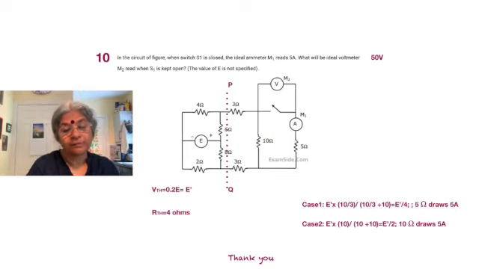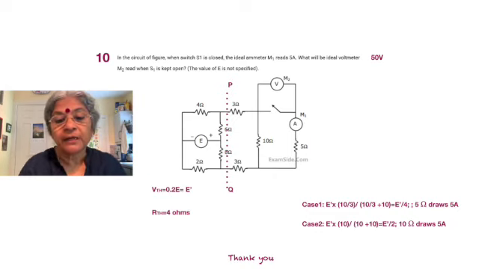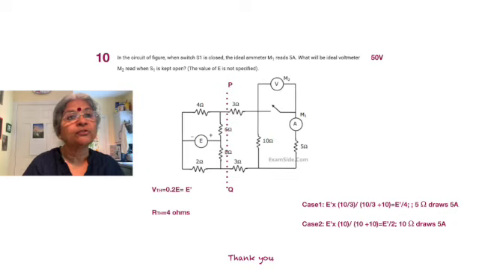Now we come to case number 2. Now the switch has been opened. So what do we have now? E dash. We don't have 5 ohms at all because it's an open circuit. So 10 ohms is now in series with the other 10 ohms. So the voltage division is now E dash into 10 by 10 plus 10, because both are now 10 ohms. So now the voltage is E dash by 2, which is double the voltage in the earlier case.